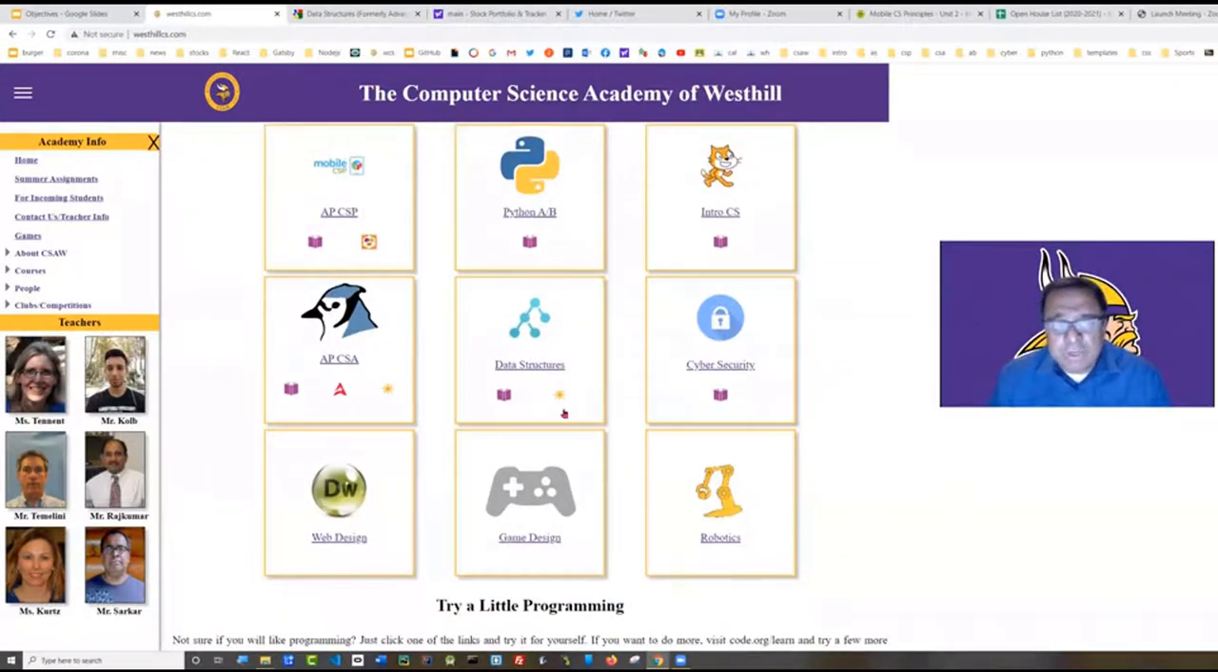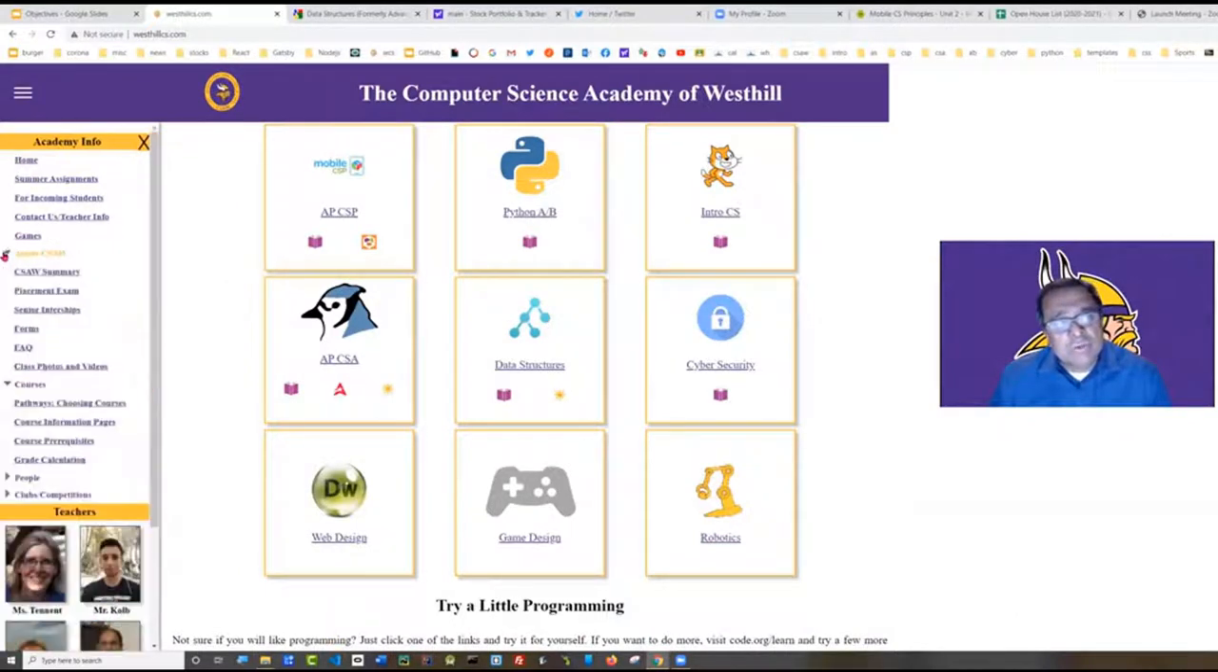In a couple of minutes, I'm going to talk about the course that your son or daughter is taking, this data structures course right here in the middle. But before that, I want to just call your attention to some material here in the left sidebar, which you can use to find out more about the academy, how grades are calculated, course prerequisites, etc.